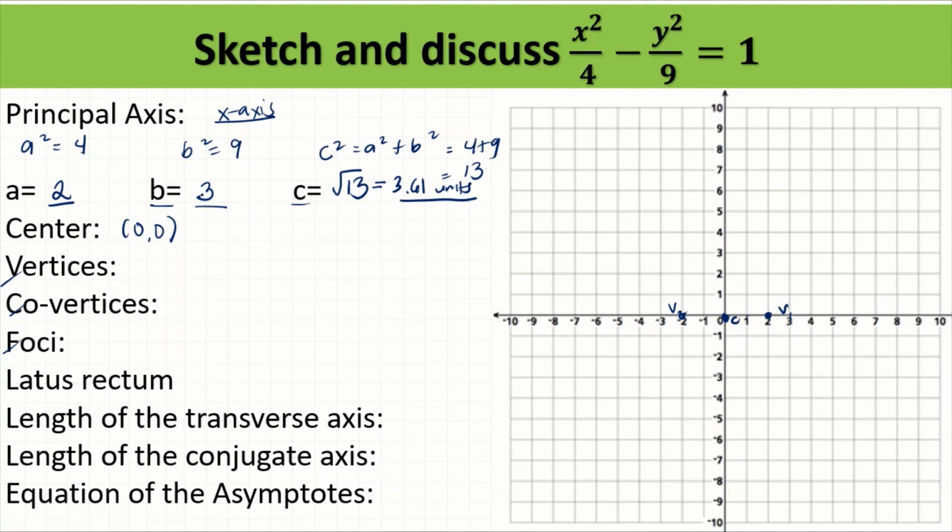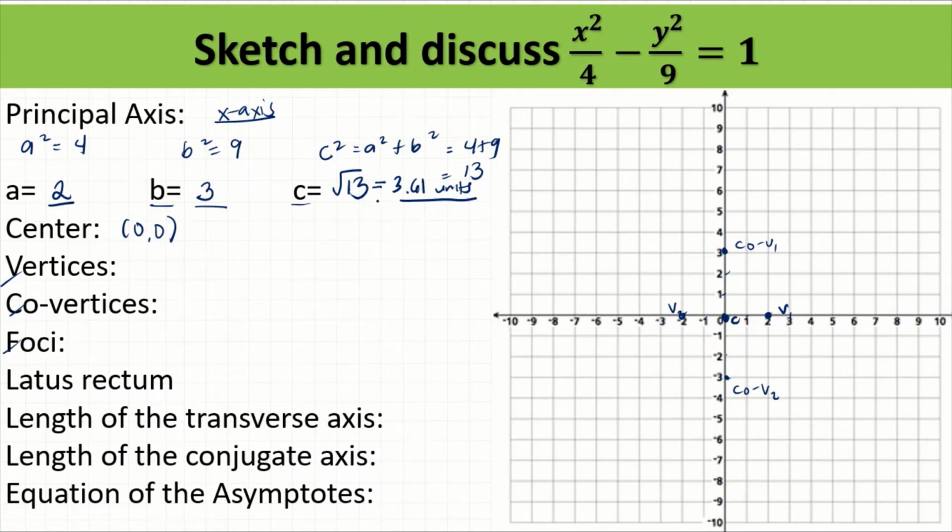Bilang tayo ng 3 units naman, perpendicular naman sa ating vertices. So, upward and downward. So, 1, 2, 3. So, this is the co-V sub 1. 1, 2, 3. So, this is the co-V sub 2.